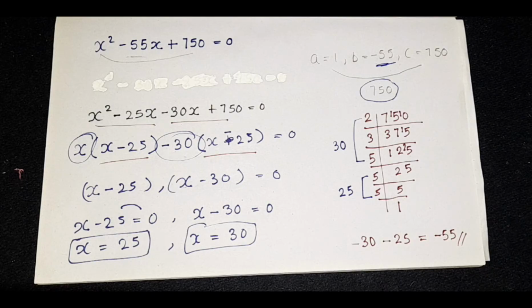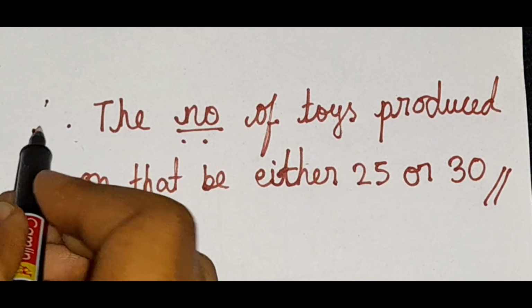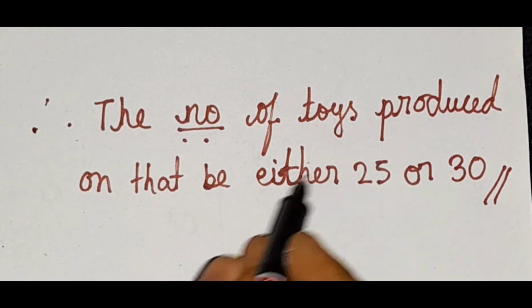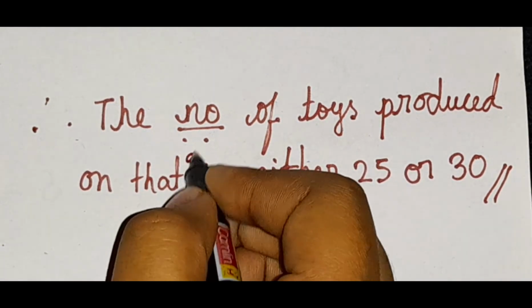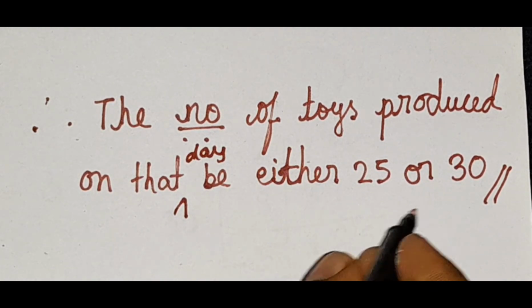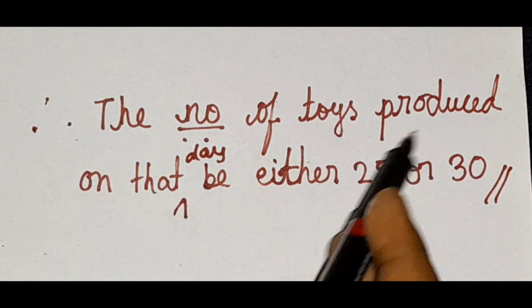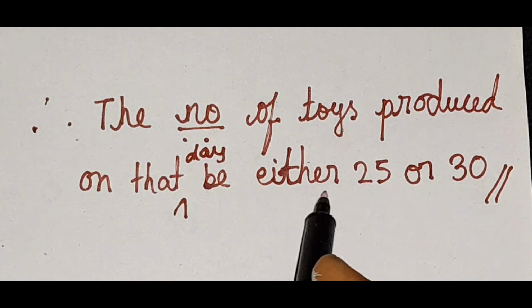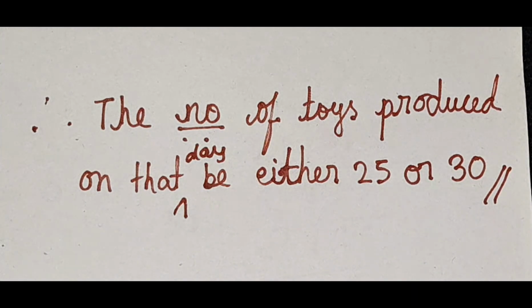Okay, now let's write that. So finally I wrote, the number of toys produced on that day will be either 25 or 30. So according to the question we just proved it. Am I right? So the number of toys produced on that day will be either 25 or 30. Okay, so this is the final answer.